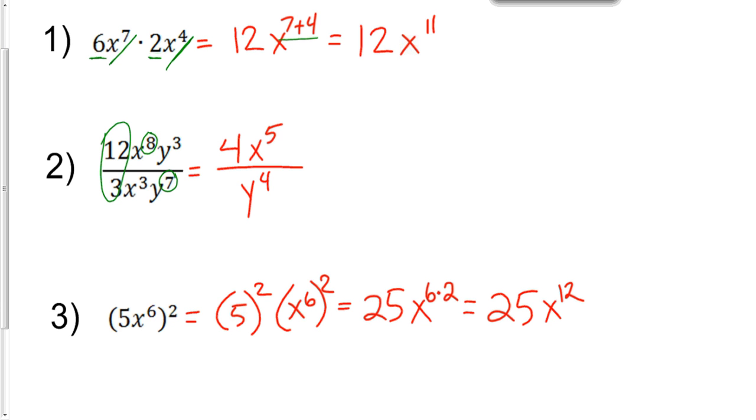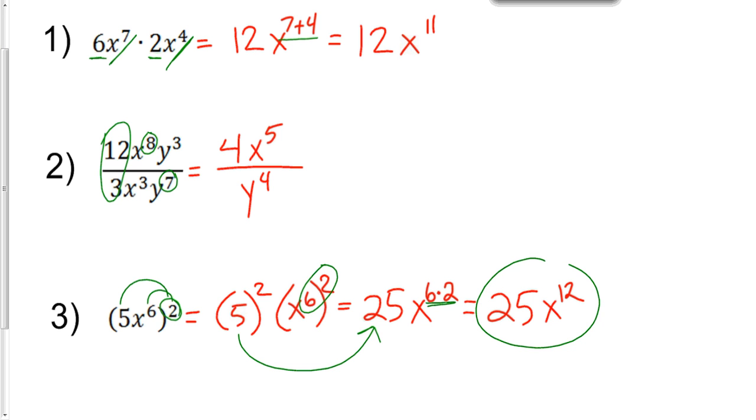Number 3, we've got a power rule, so we're going to distribute this exponent of 2 to both our 5 and our x to the 6th power. So we have 5 squared, which gives us 25. 2 exponents on our x, so we end up with x to the 6 times 2, which gives us 25x to the 12th.